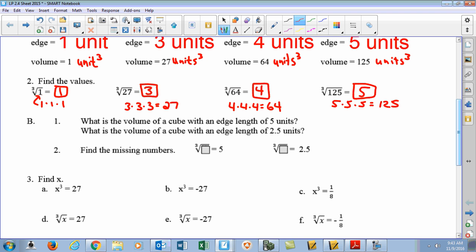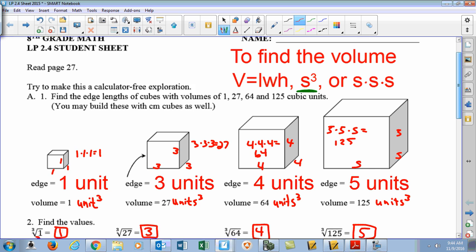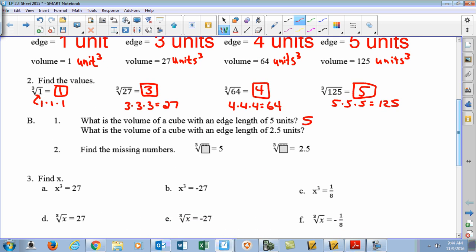So what is the volume of a cube with an edge length of 5 units? Well, again, we know that the volume of a cube, if you go back up here to the top, is length times width times height, or side cubed. So if one side is 5, that means 5 to the third power, or 5 times 5 times 5, would give us 125 cubic units. Okay. To find the volume, we have to multiply that side, that edge, times itself 3 times.